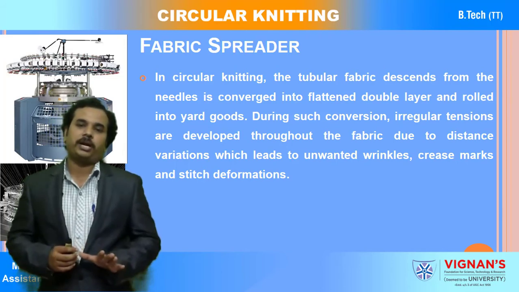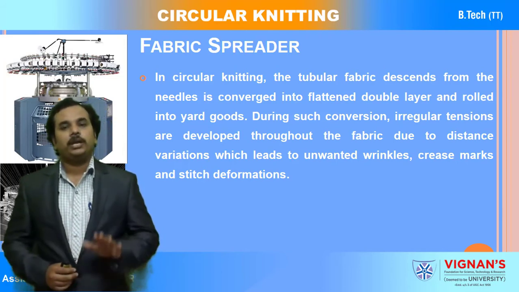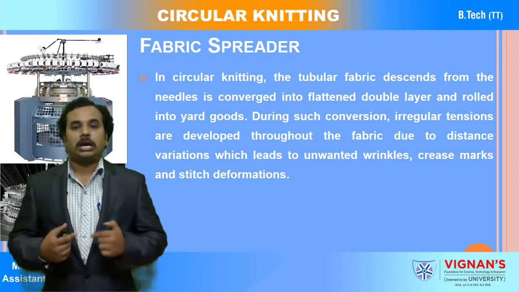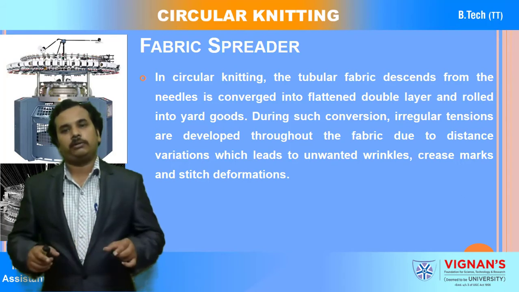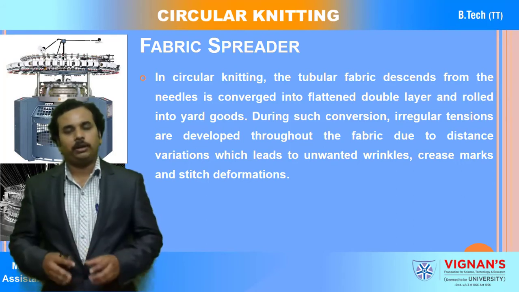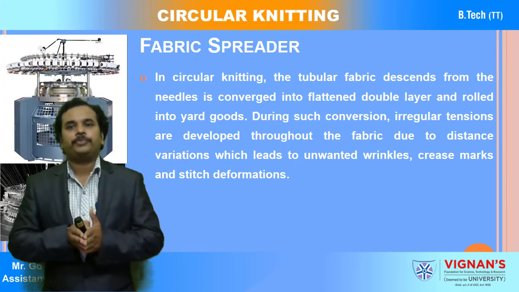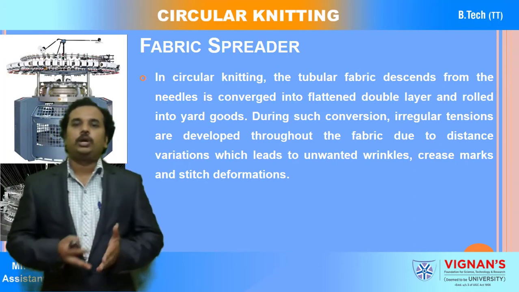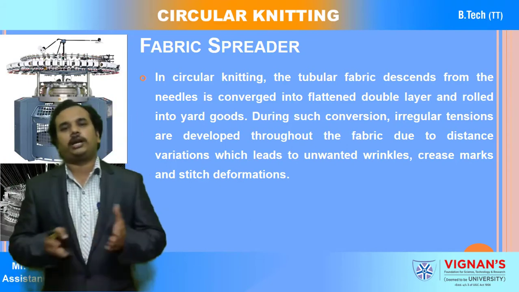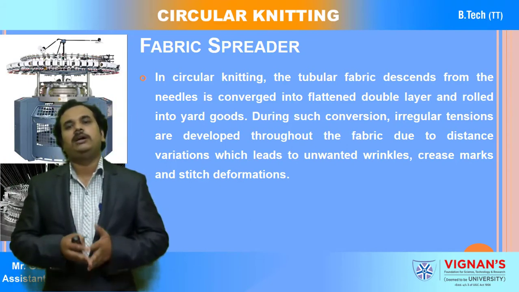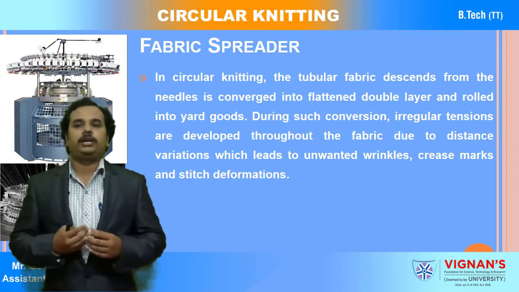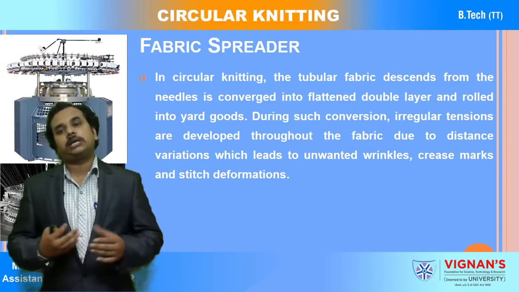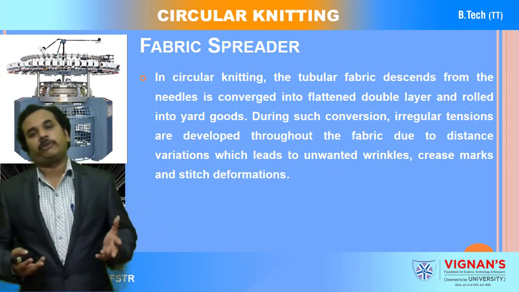So what is the fabric spreader? In circular knitting, the tubular fabric descending from the needles is converted into a flattened double layer. It is a tubular fabric, but it will be flattened into a double layer and rolled into the yard goods, nothing but the fabric. During such conversion, irregular tensions are going to be developed throughout the fabric due to distance variations, which leads to unwanted wrinkles or crease marks and stitch deformations.